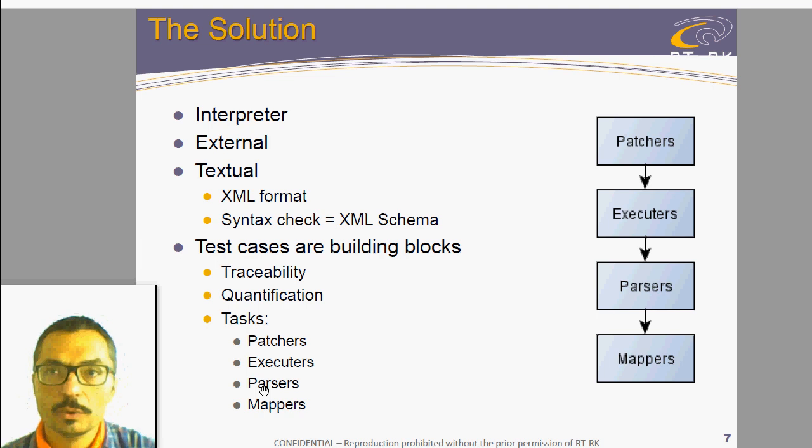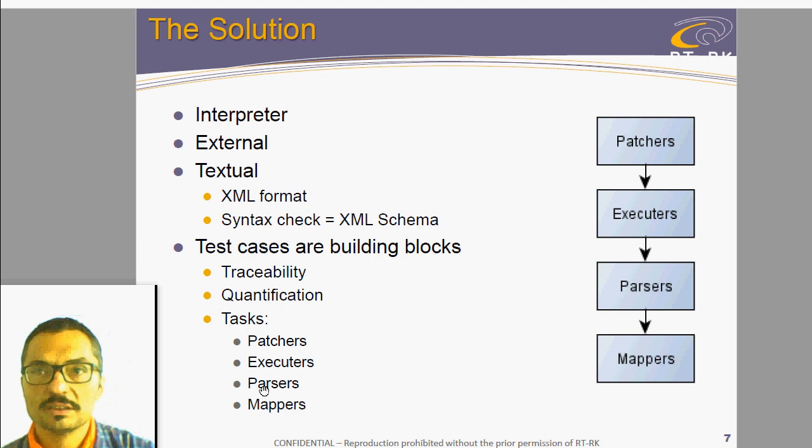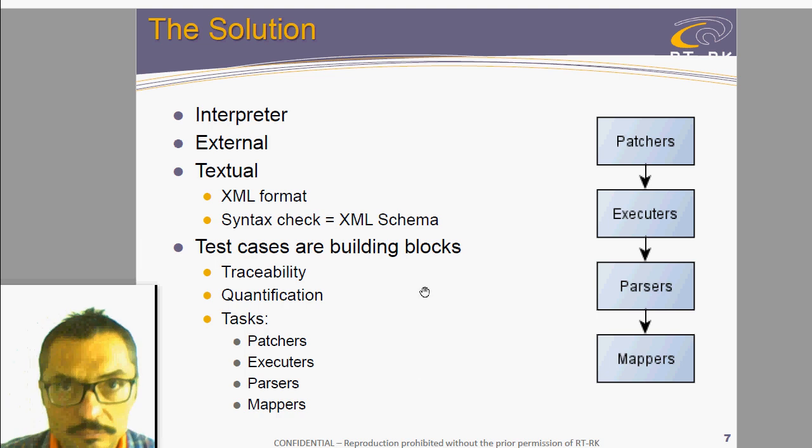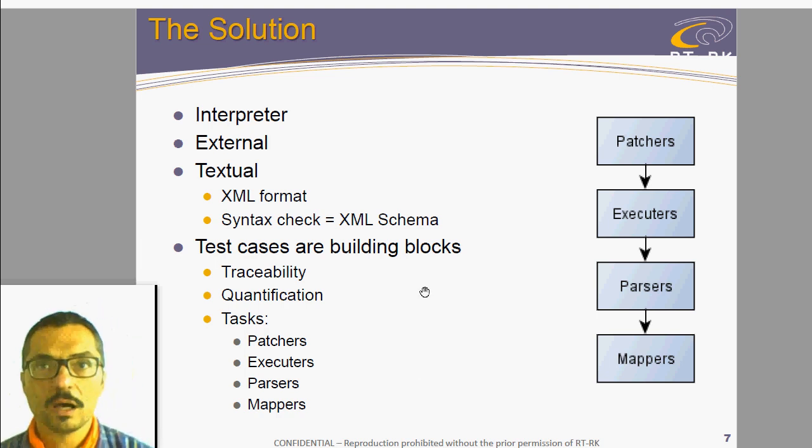What we got with this solution, as with any other DSL, is test cases as building blocks. Inside of them, we have IDs used for traceability. In order to connect it with the requirements, we have severities as an attribute of the test case for quantification. So this way we can quantify the complete report. And we have different tasks: patchers, executors, parsers, and mappers. Here on the image, we can see how it looks.